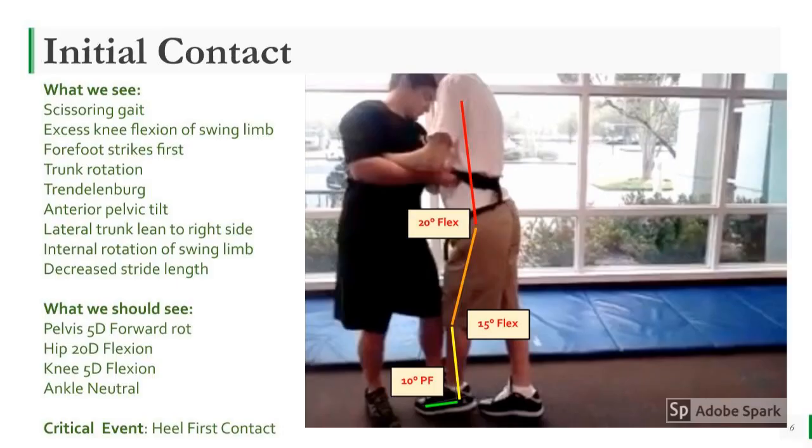Initial contact is known for the moment when the foot strikes the ground. The hip extensors are eccentrically controlling hip flexion, the quadriceps are eccentrically controlling knee flexion, and the pretibials are eccentrically controlling the ankle to remain in neutral. In this snapshot, we can see that he does not achieve the crucial event of heel first contact, and both his ankle and knee have excess degrees of movement. We can also see that his pelvis is rotated more than 5 degrees.